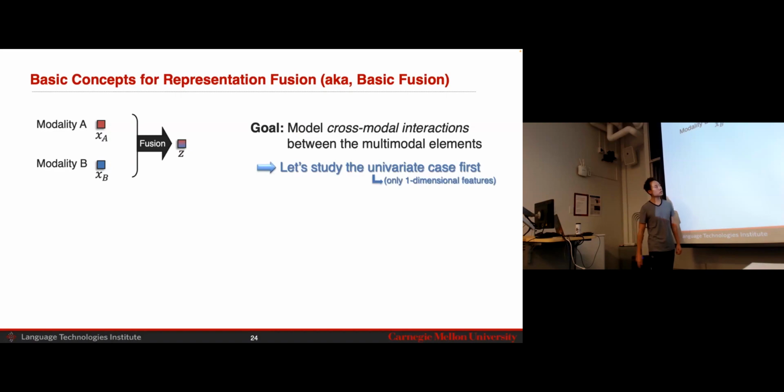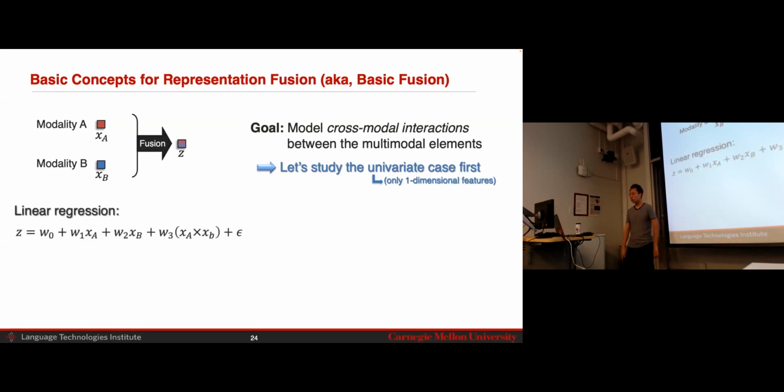So we're going to start simple. Let's just start with a univariate case where each feature from each modality is one dimension, xa, xb, and the target that you're trying to predict, z, is also one dimension. So the z can be a next layer of a neural network, or it can directly be the label you're trying to predict, say for regression.